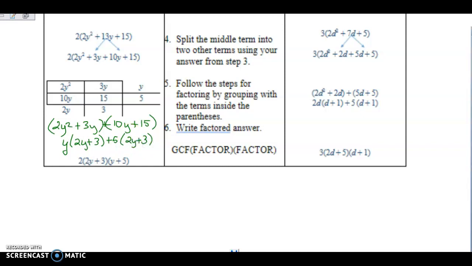Now you see that these are the same. So there's one of my terms. So the 2y plus 3, and then the y plus 5 is my other term. And then don't forget, your greatest common factor does have to come back. You can't just drop it off. It needs to come back. Okay? Let's do one to practice.